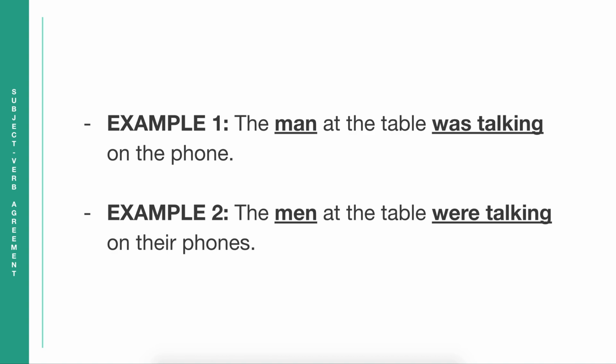When we talk about subject-verb agreement, we need to look at whether or not our subject is plural or singular, and then whether or not our verb is plural or singular. Here are some examples. The man at the table was talking on the phone. We have one man, so we are going to use the word was. In our second example, we have the men at the table were talking on their phones. In this case, we have multiple men, and so we are going to now use the word were. So you can see here that our verbs are going to change in English based on how many people or how many things are in the subject position of the sentence.